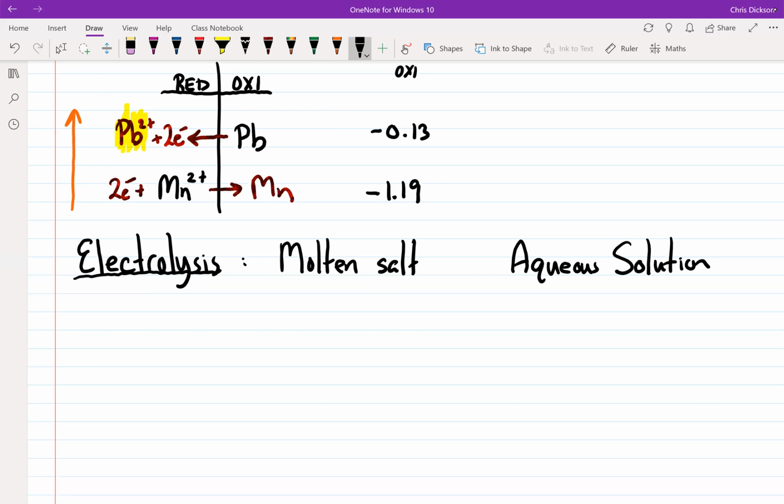Electrolysis with molten salts is actually fairly straightforward. The aqueous solutions, they're really not fun.